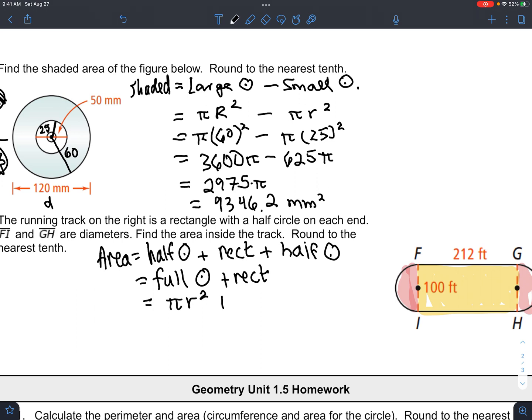The area formula here is pi r squared. The area formula for the rectangle is base times height. So, it looks like the diameter is 100. So the radius here is half that, 50. And then the base is 212 times 100.